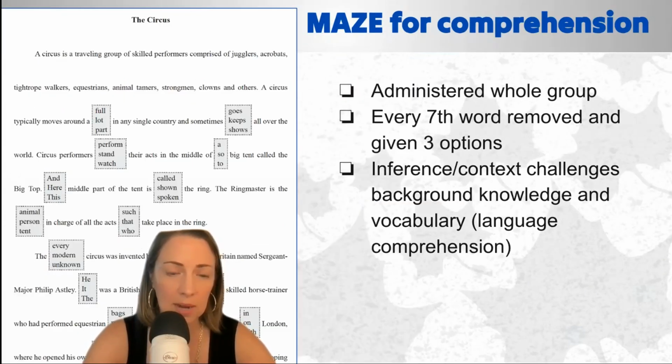This is a look at the maze comprehension test, again from DIBELS. Every 7th word, students have a choice. So it's about selecting the correct word for the context. So where the others were really looking at phonological awareness, this is about word choice and comprehension.